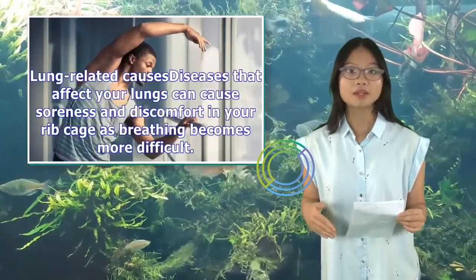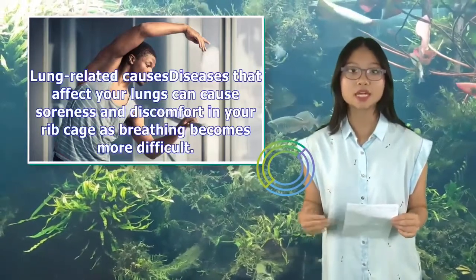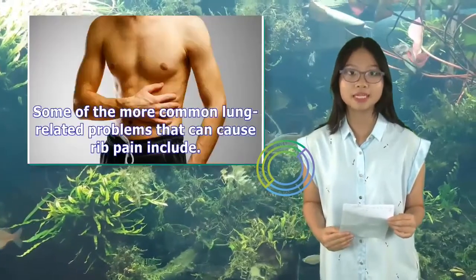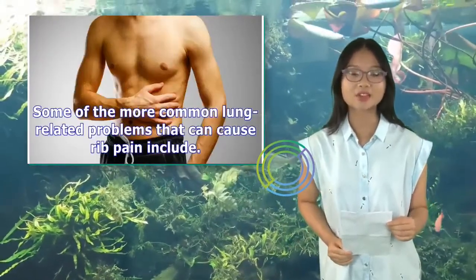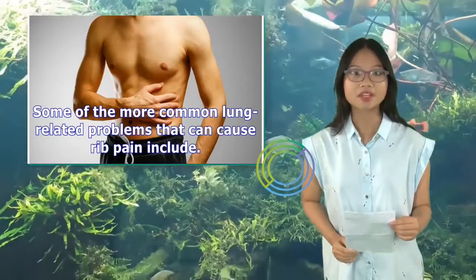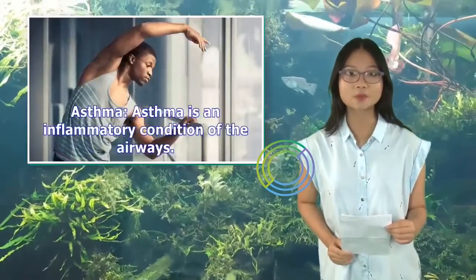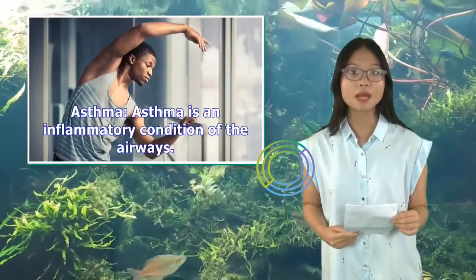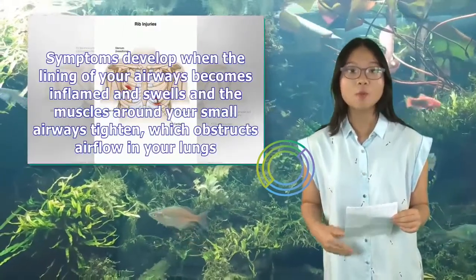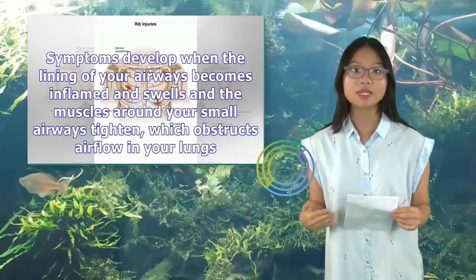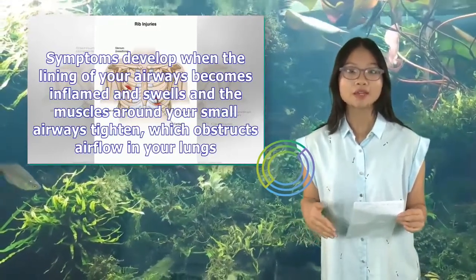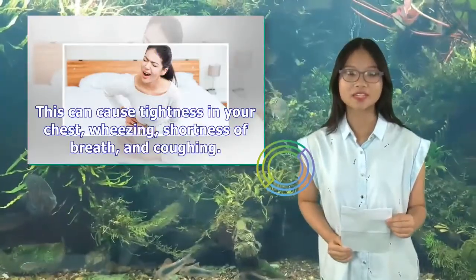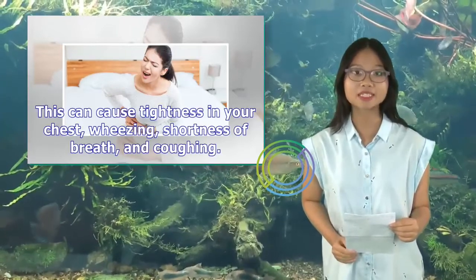Lung-related causes. Diseases that affect your lungs can cause soreness and discomfort in your rib cage as breathing becomes more difficult. Some of the more common lung-related problems that can cause rib pain include asthma. Asthma is an inflammatory condition of the airways. Symptoms develop when the lining of your airways becomes inflamed and swells and the muscles around your small airways tighten, which obstructs airflow in your lungs. This can cause tightness in your chest, wheezing, shortness of breath, and coughing.